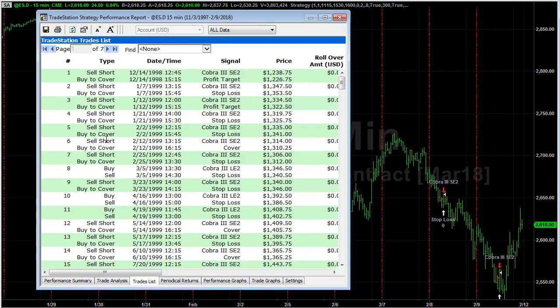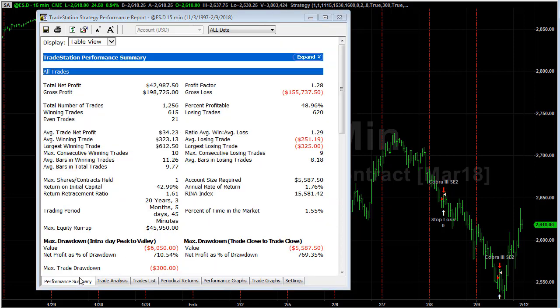Even though the actual trades don't go back, and they go to 1998 because we use the advancers and decliners, and those don't have data until about 1998. Even though the E-mini S&P goes back to 1997. So here is the performance summary. You see 55, 87.50 on a closed trade drawdown, 6,050 on an open trade intraday peak to valley, 42,987. This is with slippage and commission.